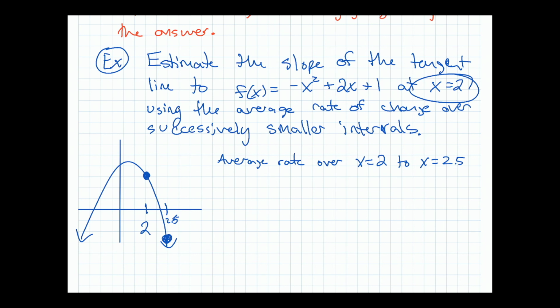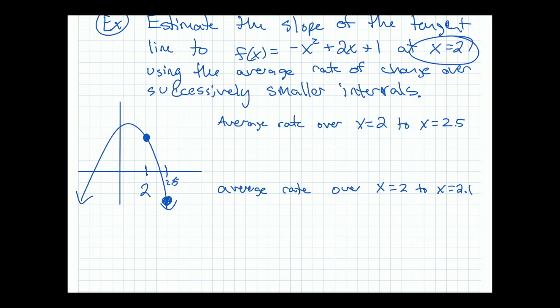So after we do that, I'm going to leave some space. We're going to do the average rate over, let's say, x equals 2 to x equals 2.1, right? That's going to be a much smaller interval. So if we do this first one, let's do it. Remember, it's a slope of a secant line, m secant. We know it's f of b minus f of a over b minus a, right? So you have to put these into your function, see what you get.